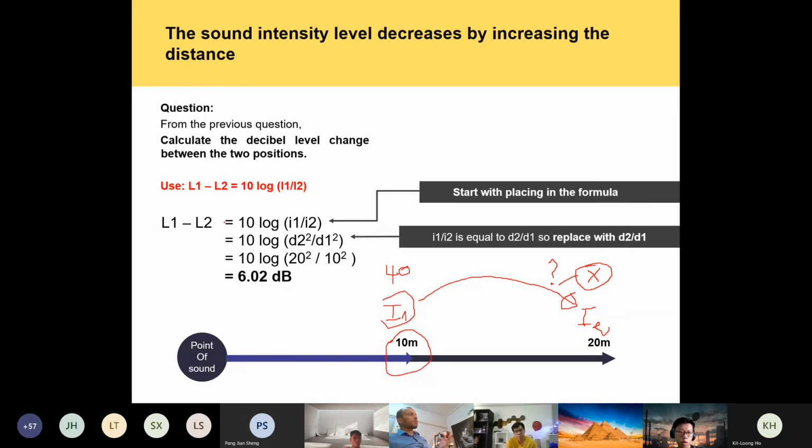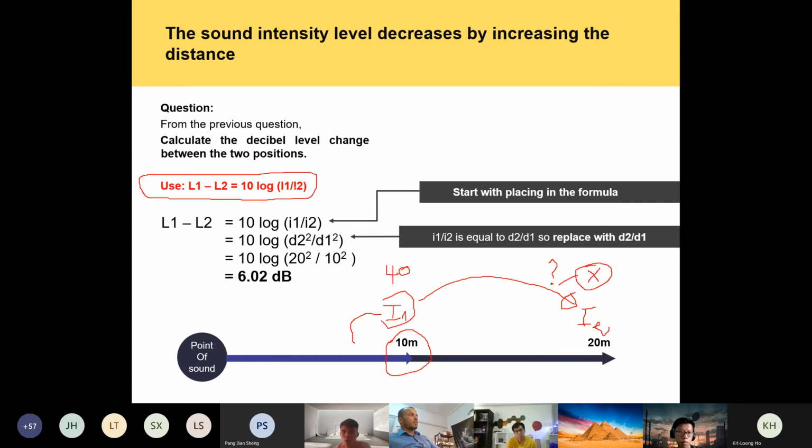So basically what you have to do, you have to use this equation. The sound level at point 1 minus the sound level at point 2 is equal to 10 log of intensity 1 over intensity 2. We calculated both of them.